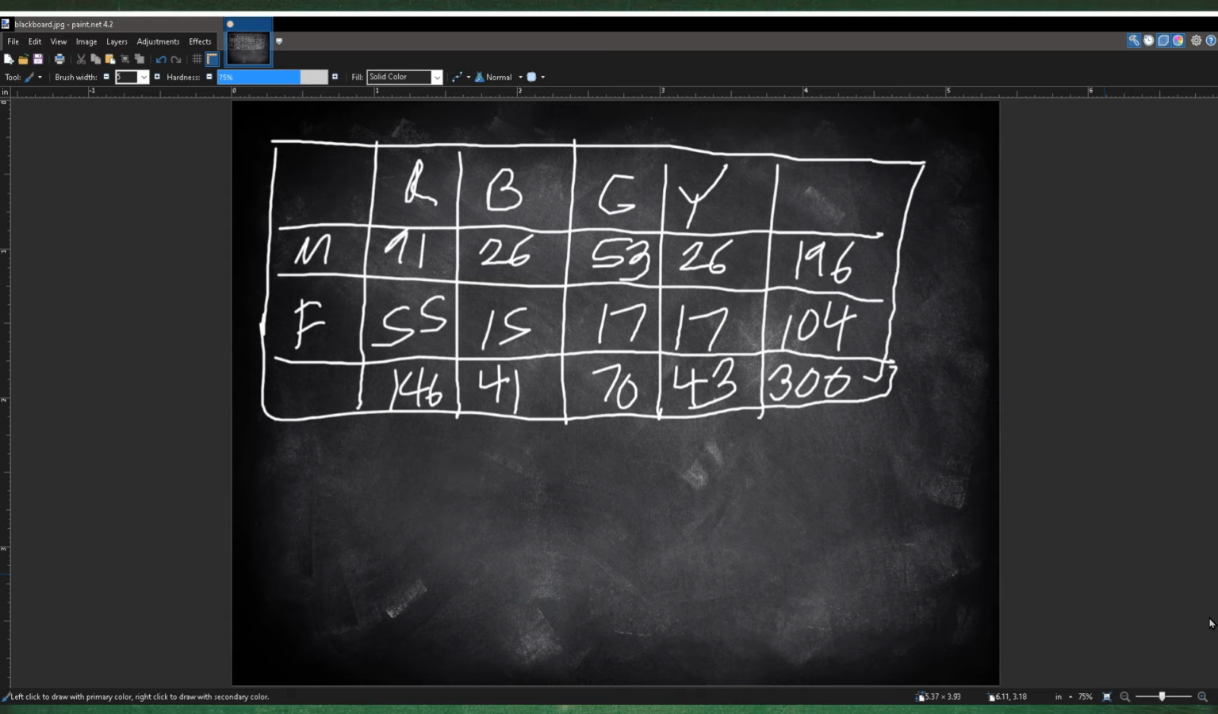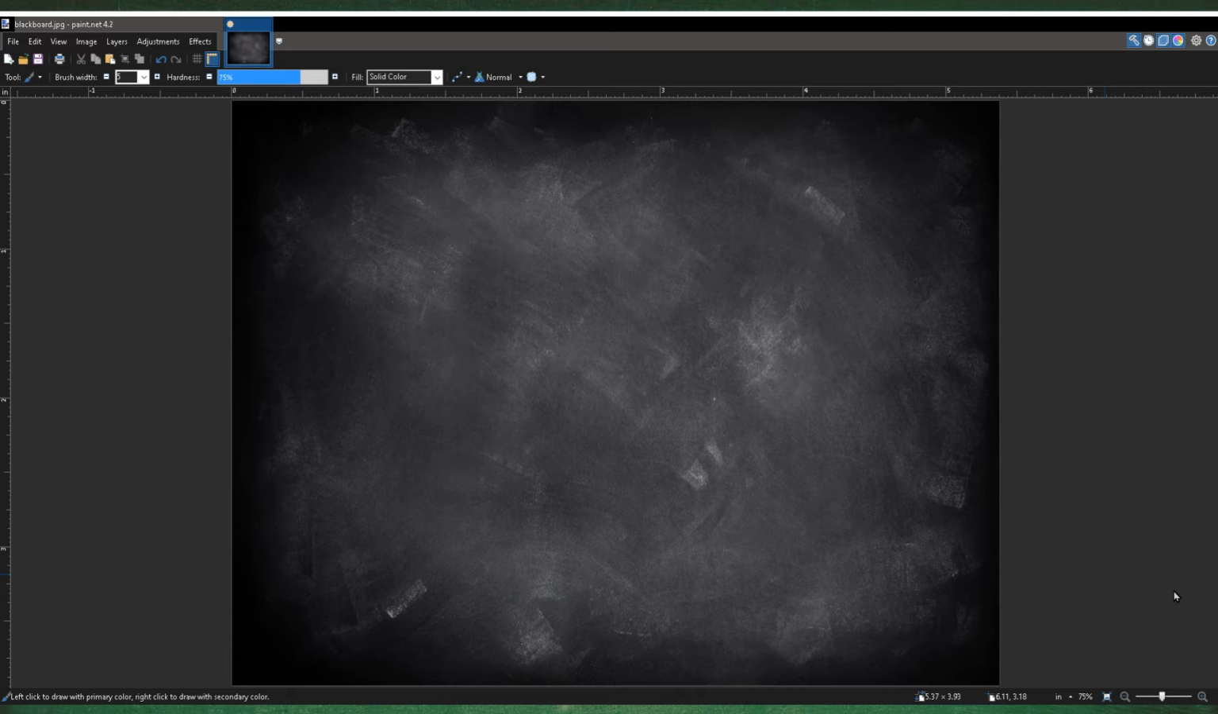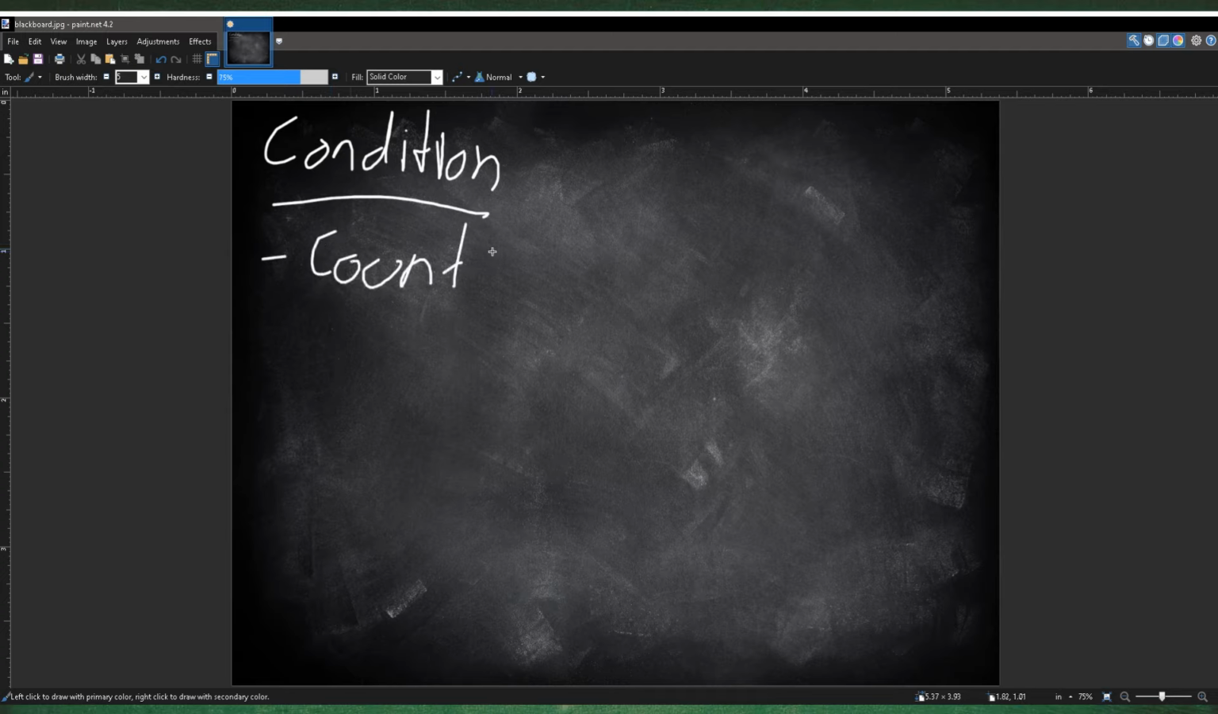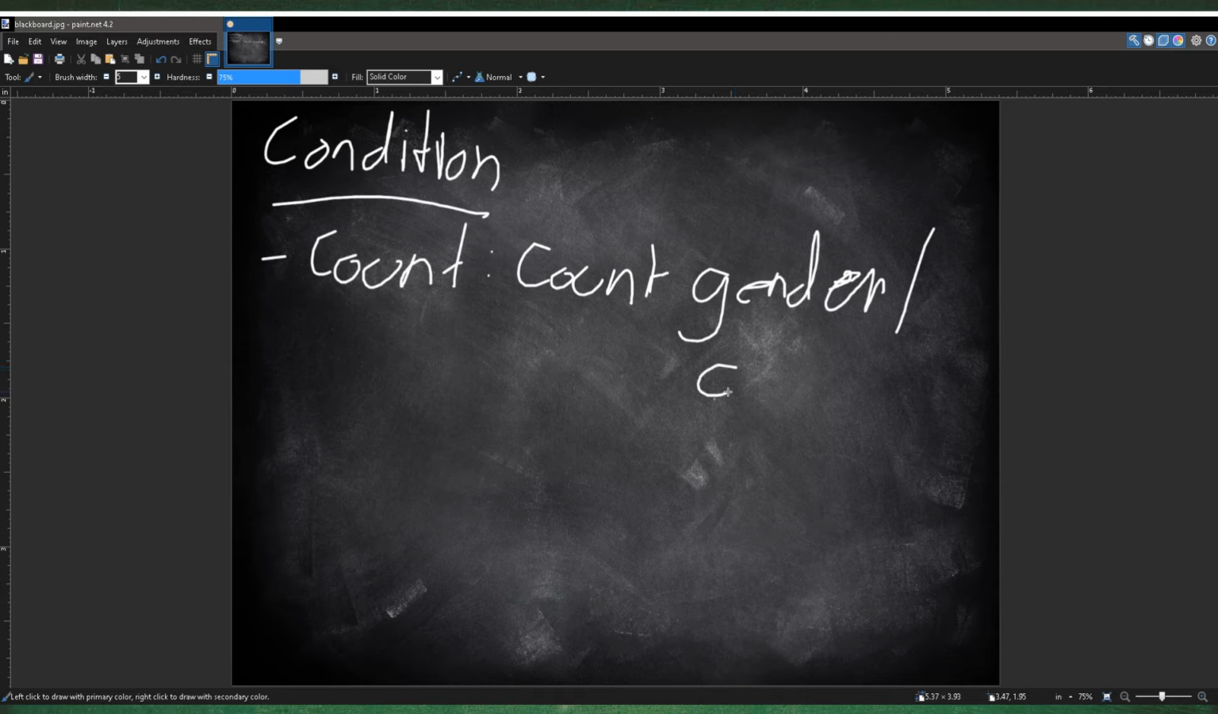So first up, always check your conditions. Your conditions are, first, count data. It's always the same for every single chi-square test. You could count the amount of boys and girls, so you count the gender, and you count the color of the chocolate. So you count the amount of red chocolate, the amount of blue, the amount of green, the amount of yellow.